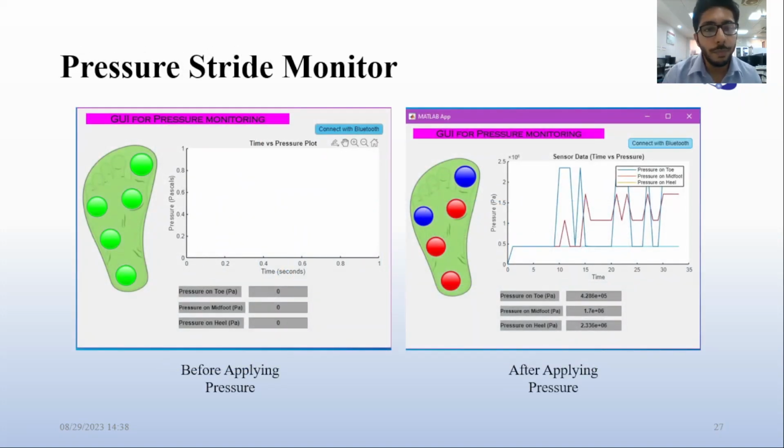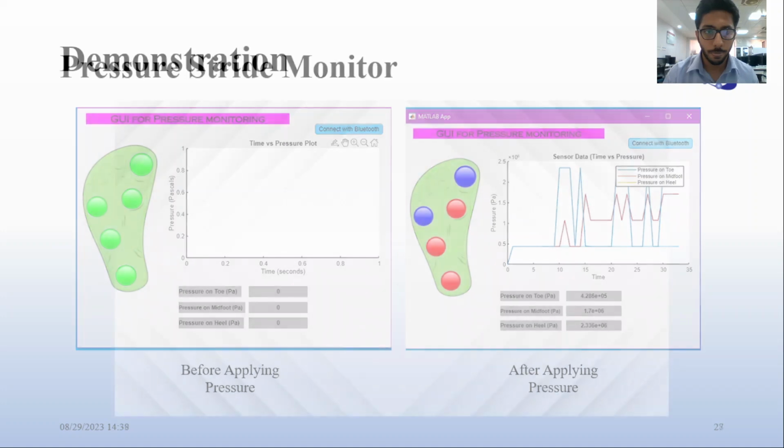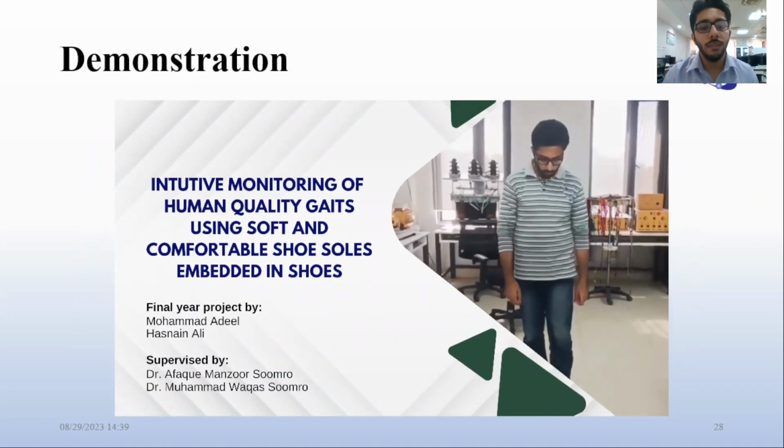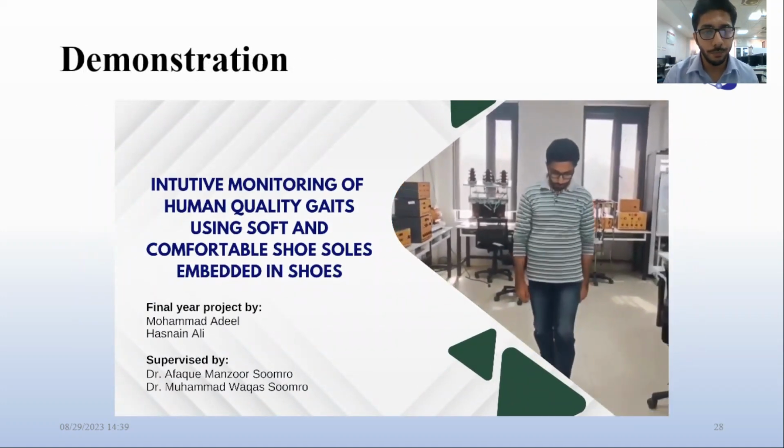So this is the dedicated pressure stride monitor graphical user interface. Before applying the pressure, there are no values, and after applying the pressure there are color variations, as well as the pressure on toe, pressure on midfoot, and pressure on heel values, as well as their signals. So this is the demonstration of our project.